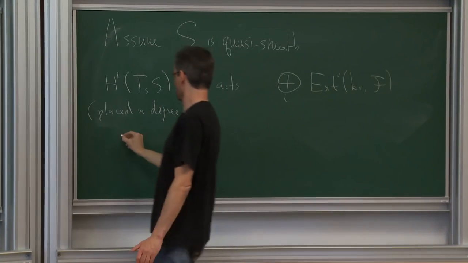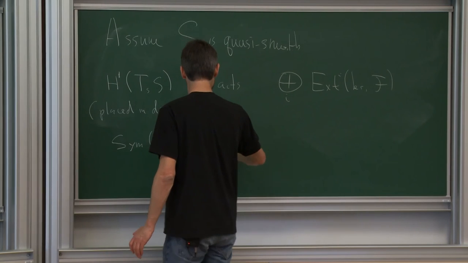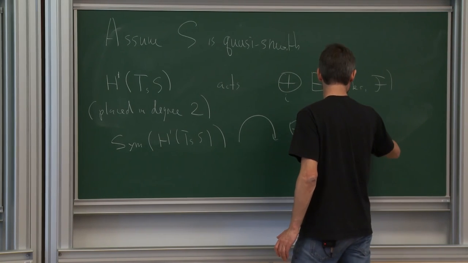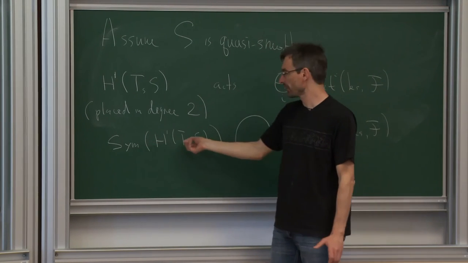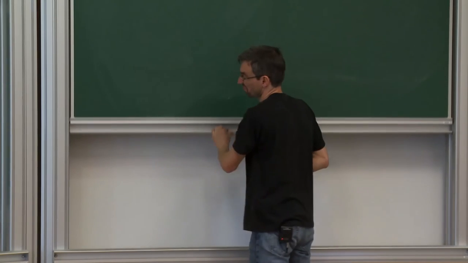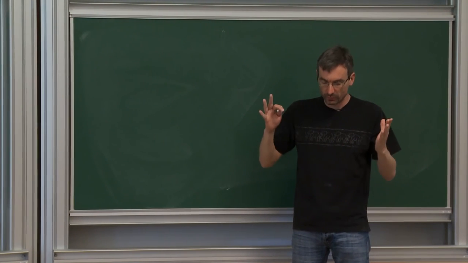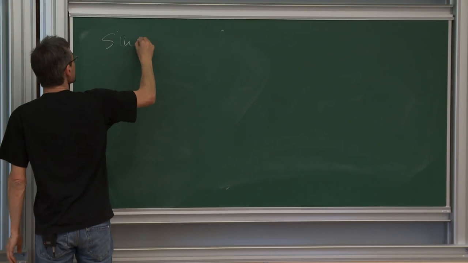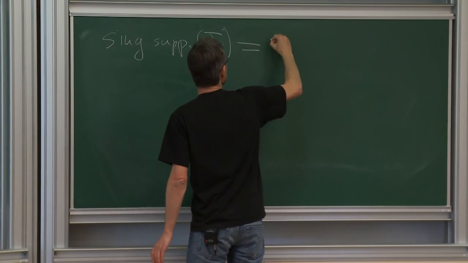In other words, the symmetric algebra acts on this module. It's a symmetric algebra, but the generators are placed in degree 2. Now you can take the support in the most naive sense, just support in the sense of commutative algebra. You have a graded module over a graded polynomial ring. So we define the singular support at s of F to be the support.